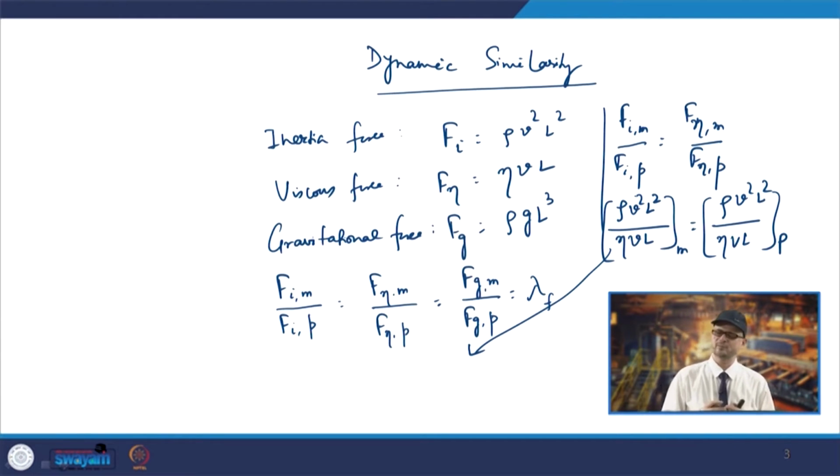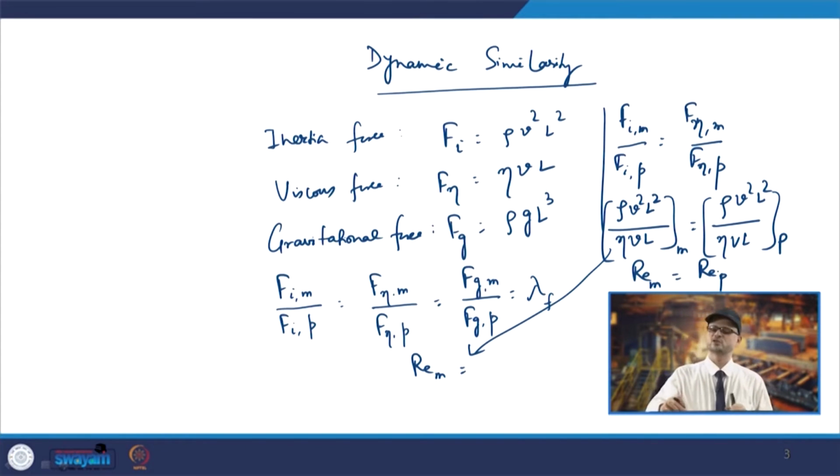So, it will be rho. This is coming to a term you must have come across, that is your Reynolds number term. So, it will be the Reynolds number of the model. Reynolds number of the model should be same as the Reynolds number of the prototype.